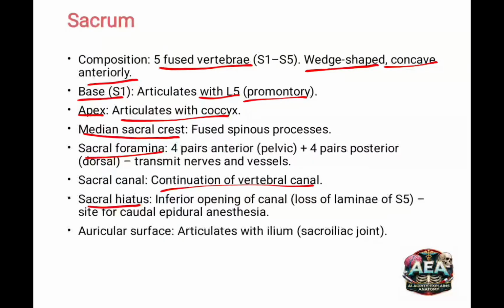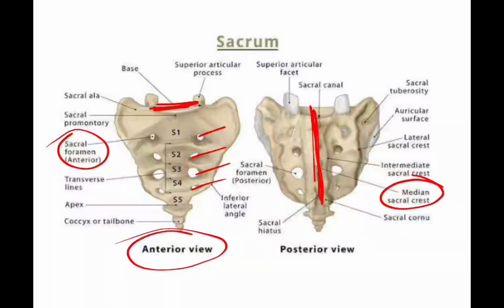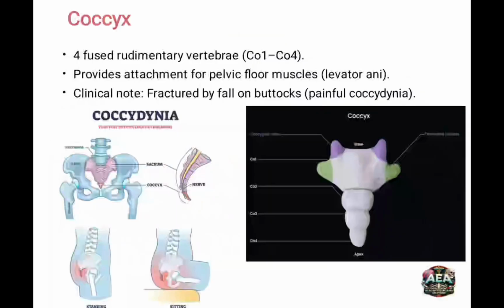We have the sacral hiatus, which is an inferior opening of the sacral canal and is a site for caudal epidural anesthesia. We have the articular surface, which articulates with the ilium to form the sacroiliac joint. And again, the sacral hiatus is an opening for caudal epidural anesthesia.